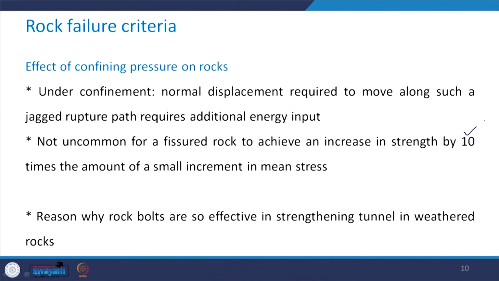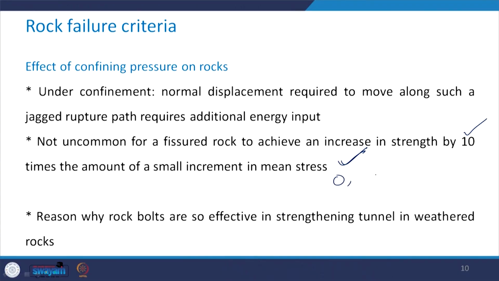Now, this is not uncommon for a fissured rock to achieve an increase in strength by about 10 times the amount of a small increment in mean stress. So, what do we mean by this? Let us say that you have initially 0 mean stress or confinement, then we increase it to, let us say, sigma 3 1. Then it has to exert some additional energy in order to have the displacement along the jagged rupture path. Now I further increase it to sigma 3 2. So earlier it was 0, then sigma 3 1, and now sigma 3 2. The difference in the confining pressure which I have increased is this much.